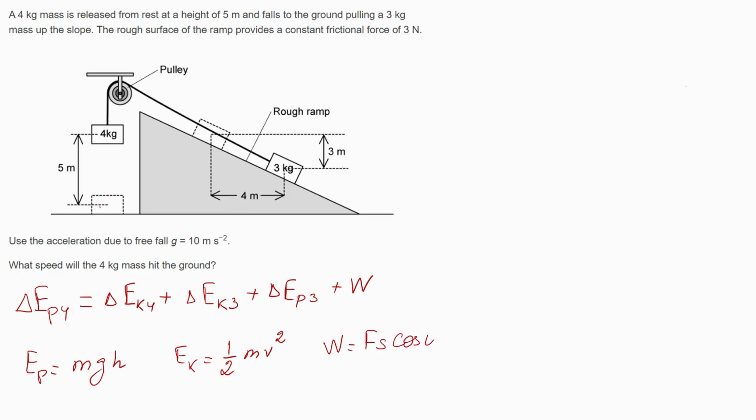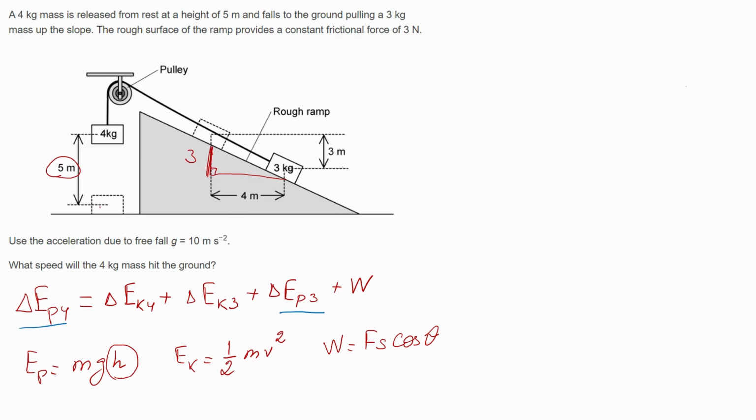and the work equation is force times distance times cosine theta. Here we must first find the heights for our potential energies, because we have two potential energies, the first and the second one. For the first one, the height they gave us is 5 meters. For the second one, they say this distance is 3, and this is the perpendicular.